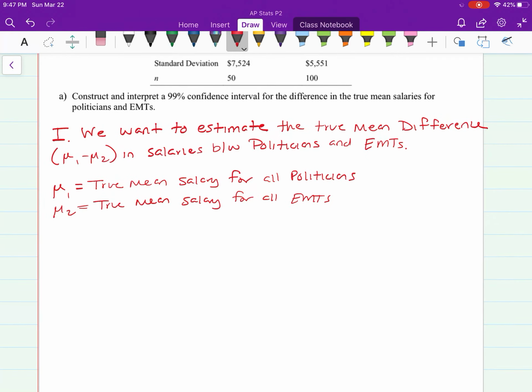All right, so step one, you stated what you're going to do. You're going to make a confidence interval. You're going to estimate the true mean difference in salaries between politicians and EMTs. Now, for step two, we're going to check our conditions. On Friday, which was a 2-prop Z interval, well, now we're talking about the difference between two means. So this is called a 2-sample. And again, don't forget with means, it could be a Z interval or it could be a T interval.